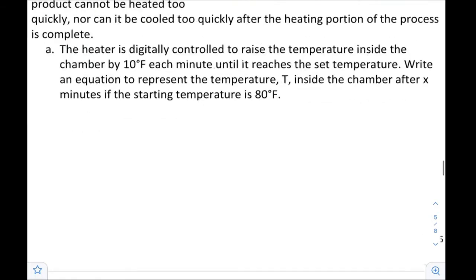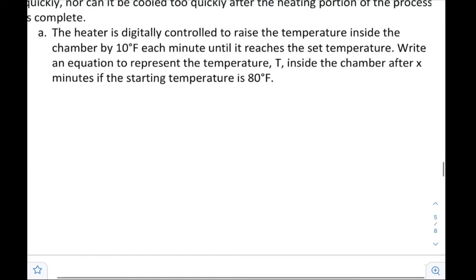The heater is digitally controlled to raise the temperature inside the chamber by 10 degrees Fahrenheit each minute until it reaches the set temperature. So the temperature increases by 10 degrees Fahrenheit every minute until it reaches the required temperature.